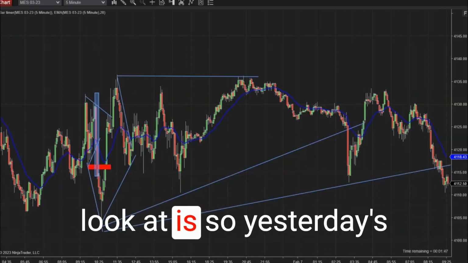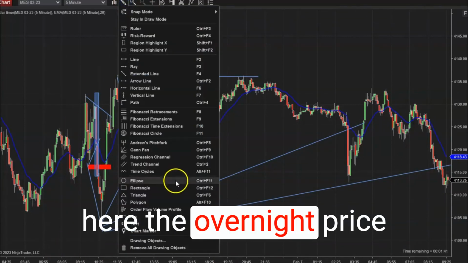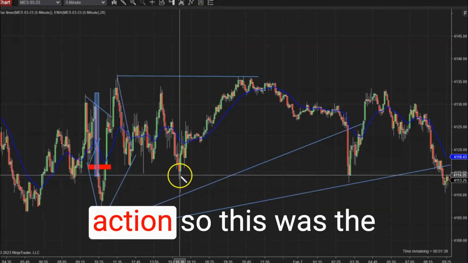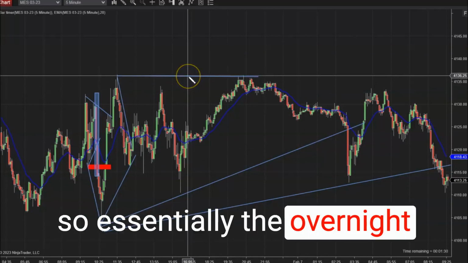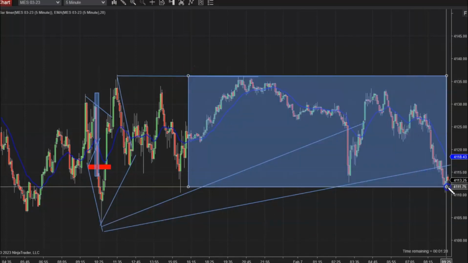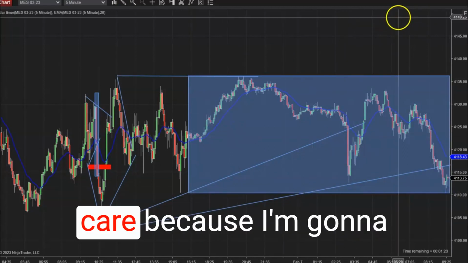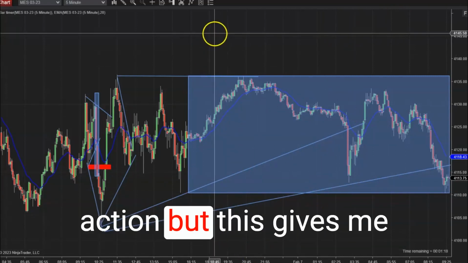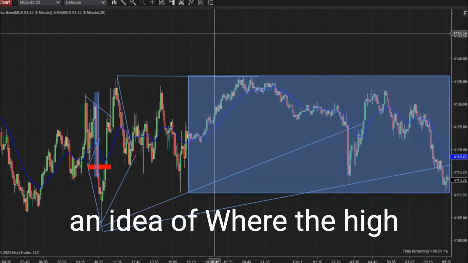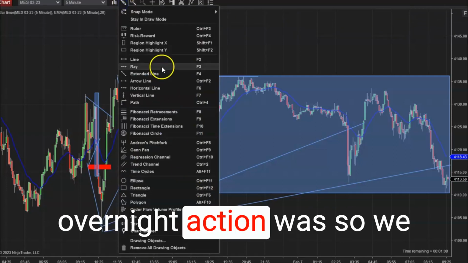The first thing I'm going to look at is yesterday's price action, which was right here. The overnight price action. So this was the close. Where was the close yesterday? It was here. Essentially, the overnight price action, there's the high, there's the low. The market's going to open down there. So why am I doing this? Why do I care? Because I'm going to switch my charts to get rid of this overnight price action, but this gives me an idea of where the high and where the low for the overnight action was.